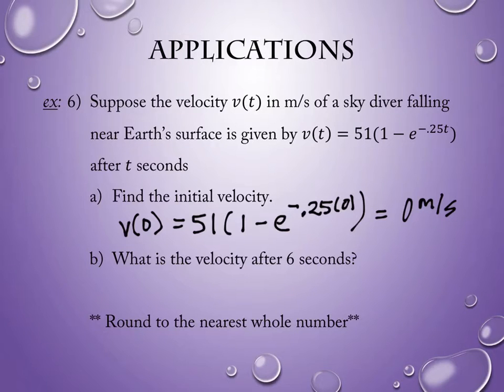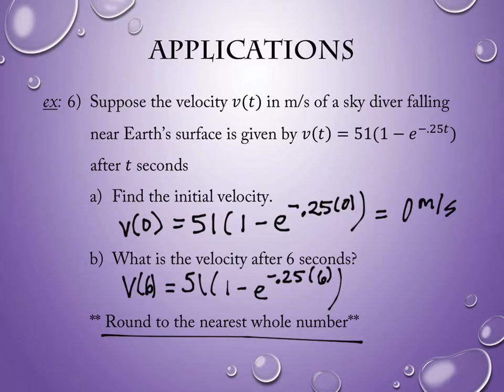So on the second one, when it says what's the velocity after 6 seconds, then we have v of 6, right? Now we're going to need a calculator to calculate. You can either go piece by piece. That exponent, 0.25 times 6, would be equivalent to negative 1.5. You have to be careful in those parentheses and so forth. But anyway, if you evaluate this and we round to the nearest whole number as it indicates, we're going to end up with 40 meters per second.